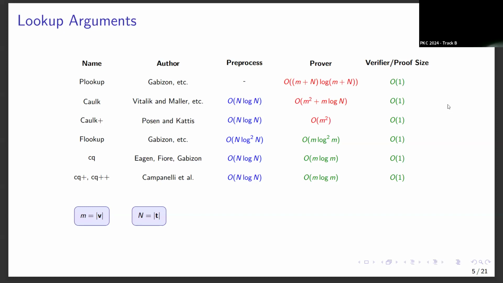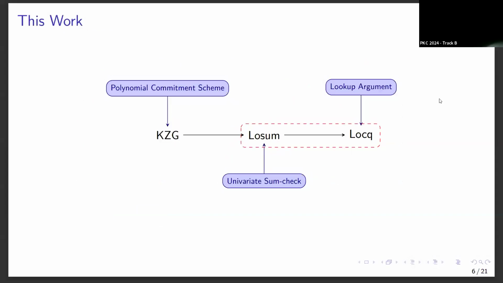The state of the art of this sequence of work is ZK Plus, which was just presented yesterday at this conference by Antonio. Our work is concurrent with ZK Plus, and both of our works are follow-up works on ZK and try to improve its efficiency. In detail, this work presents two protocols. First is LOSUM, a new univariate sum check based on the KZG polynomial commitments. And then based on LOSUM, we present a new lookup argument called log.